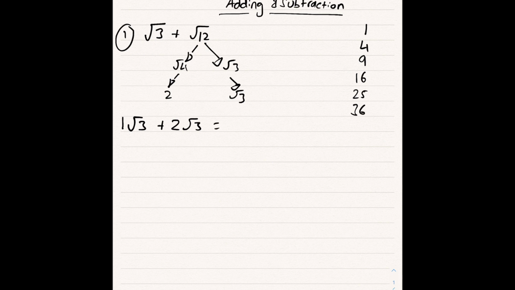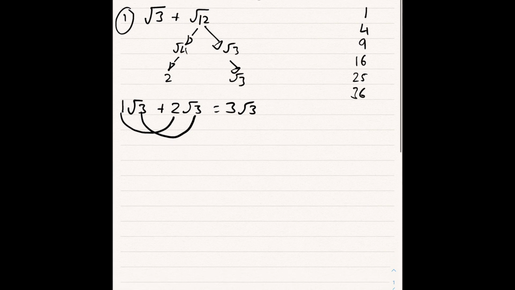So what we do now is we add the numbers in front of these surds first, which will give us 3. However, because they're the same base, we don't actually add the base. We keep it the same, which is the square root of 3. So for the answer to the first question, square root of 3 plus square root of 12 will give us 3 root 3.